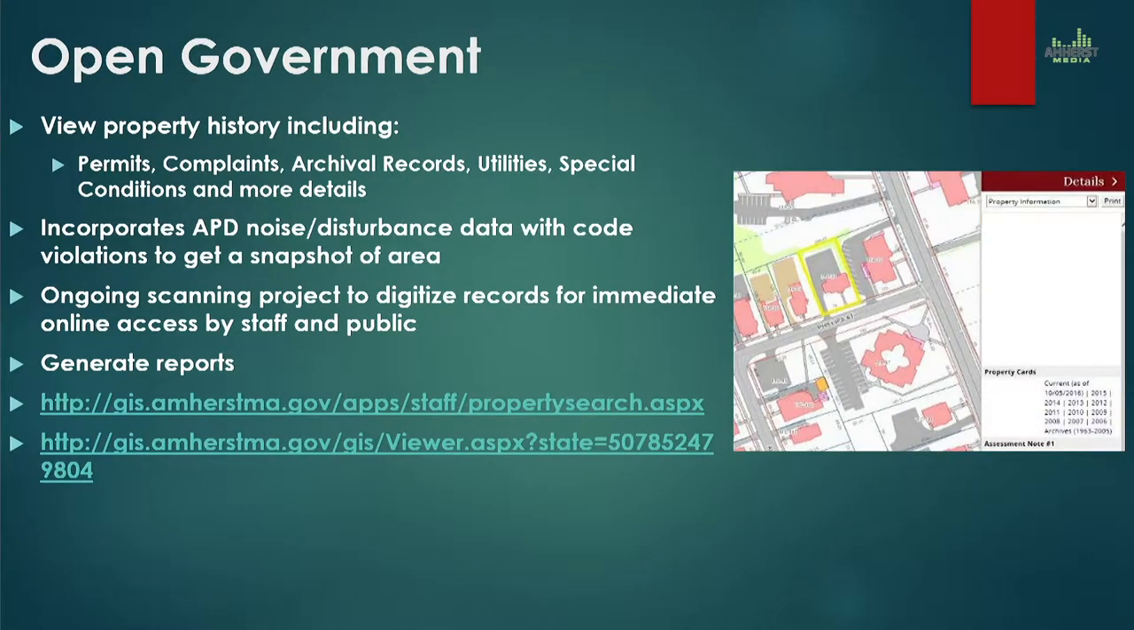Another nice feature of the mapping system, in the tabs to the right, the permitting tabs will show all the building permits, recent and archived, zoning and other permits. We'll also show complaints and violations and the status and any of the documents that might be attached to go along with those cases.